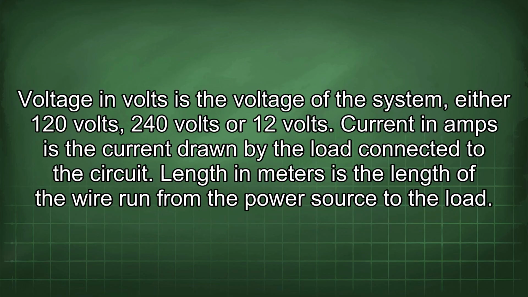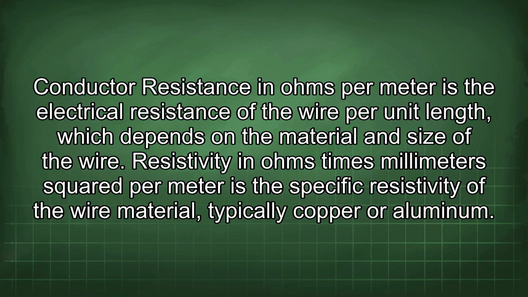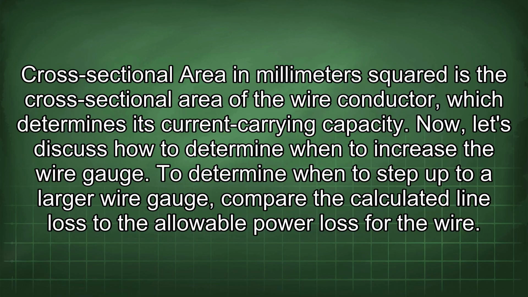Voltage in volts is the voltage of the system, either 120 volts, 240 volts, or 12 volts. Current in amps is the current drawn by the load connected to the circuit. Length in meters is the length of the wire run from the power source to the load. Conductor resistance in ohms per meter is the electrical resistance of the wire per unit length, which depends on the material and size of the wire. Resistivity in ohms times millimeters squared per meter is the specific resistivity of the wire material, typically copper or aluminum. Cross-sectional area in millimeters squared is the cross-sectional area of the wire conductor, which determines its current carrying capacity.